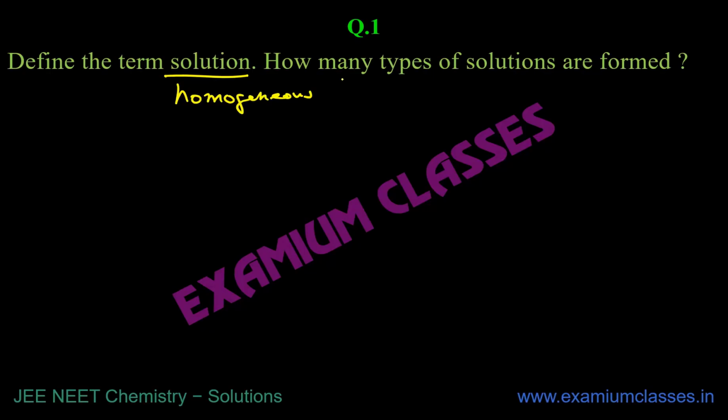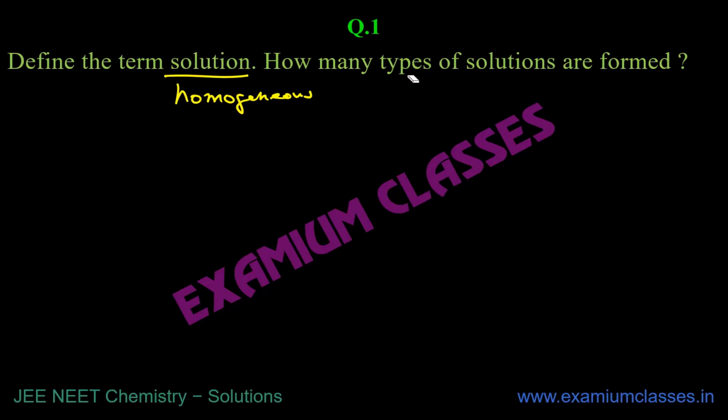So I would say Devyansh has given me the correct answer in the chat. Utkarsh, there are many types of solutions, right? There are total 9 types. So when we say how many types, there are 9 types.